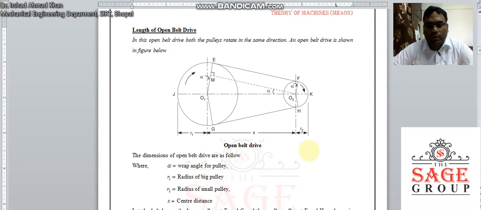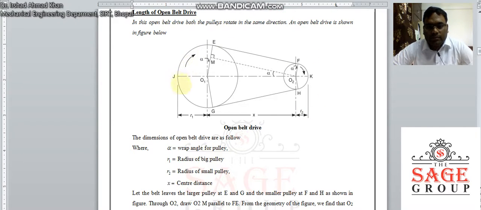Now we are going to discuss the length of an open belt drive. How do we calculate the length of an open belt drive? This is an open belt drive. That is simple. This is a simple configuration diagram of the open belt drive.